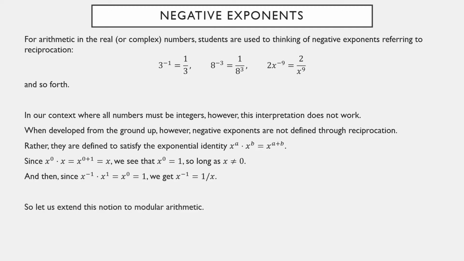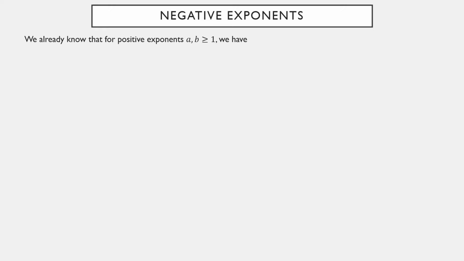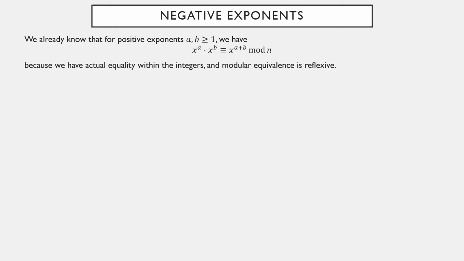So we can extend this notion to modular arithmetic to get a notion of negative exponents without having to do any division. So we know for positive exponents, our desired exponential identity already holds. How do I know this automatically? Well, whatever x, a, and b are, assuming they're all integers, x to the a times x to the b is simply equal as integers to x to the a plus b. And if those two integers are equal, they're definitely equivalent mod n. Similarly, x to the 0 is just equal to 1 as an integer, as long as x wasn't 0 to begin with. So x to the 0 is definitely equivalent to 1 mod n.